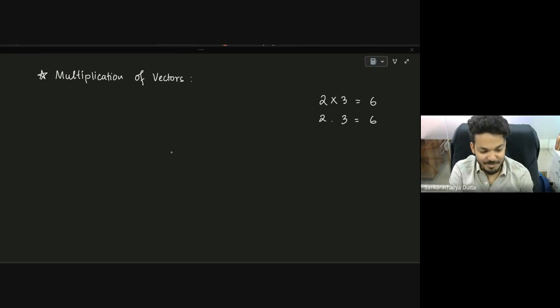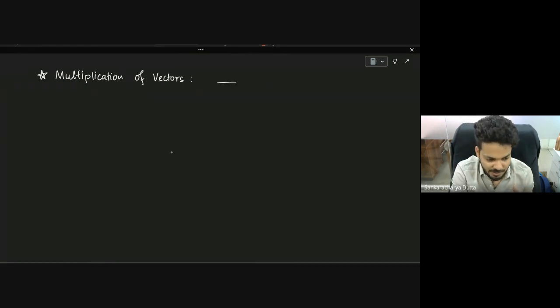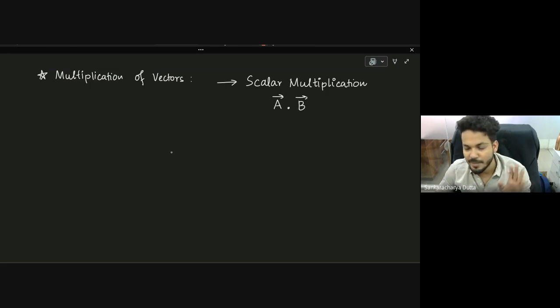Okay, so 2 times 3 is 6, and 3 times 2 is also 6. In scalar multiplication, which has nothing to do with direction, both these multiplications are essentially the same thing. But when you are multiplying two vector quantities, depending on what result you want, you have to use two types of multiplication. The first type is known as scalar multiplication, and it is represented by the dot. So a dot b means you are multiplying vector a with vector b using scalar multiplication.